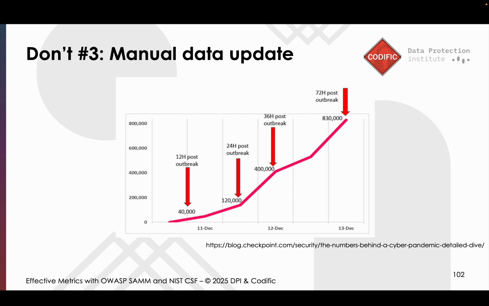The third don't on our list is manually updating dashboards. In general, you want to automate your dashboards as much as possible. And make sure that the automation runs fast enough. Take the Log4j vulnerability as an example. It was exploited just 12 hours after it was disclosed. If your vulnerability dashboard updates once a week, that's way too late.